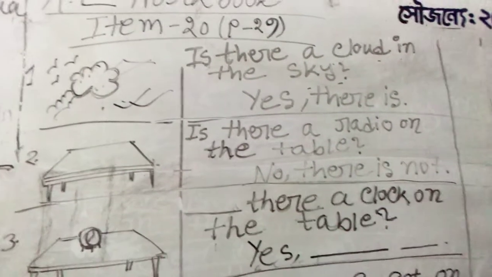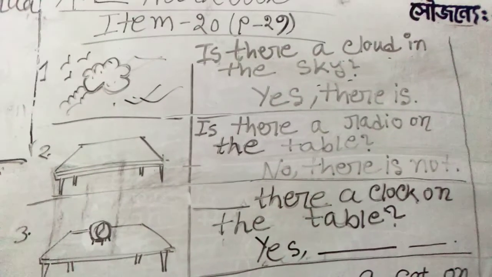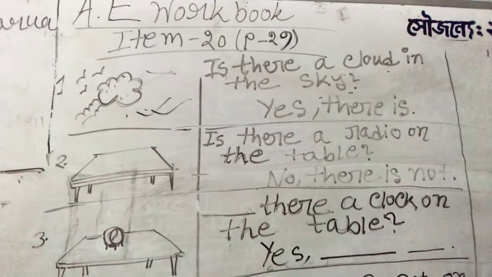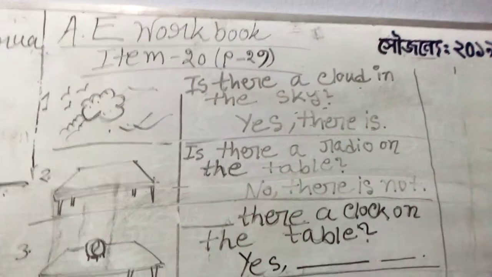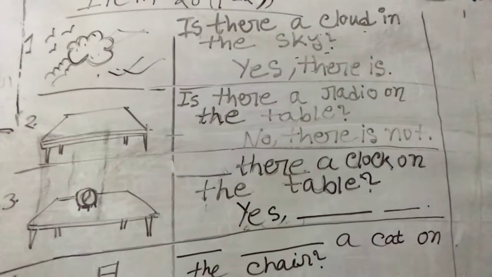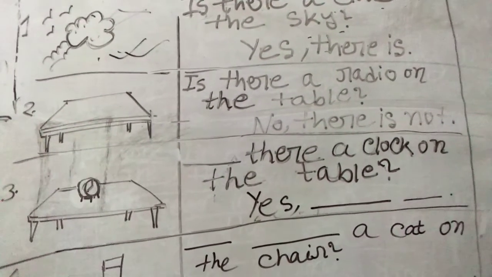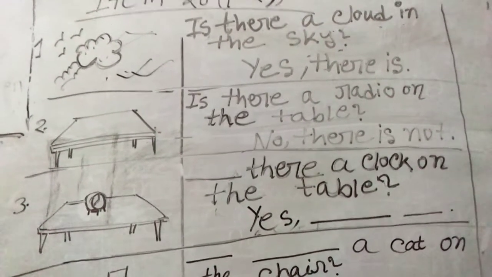Okay, so is there a cloud in the sky? Do you find the cloud in the picture? Yes. If it is yes, then you need to write yes, there is. Then see, number 2 is also given here for you as an example. Okay, so number 2 is saying, is there a radio on the table?